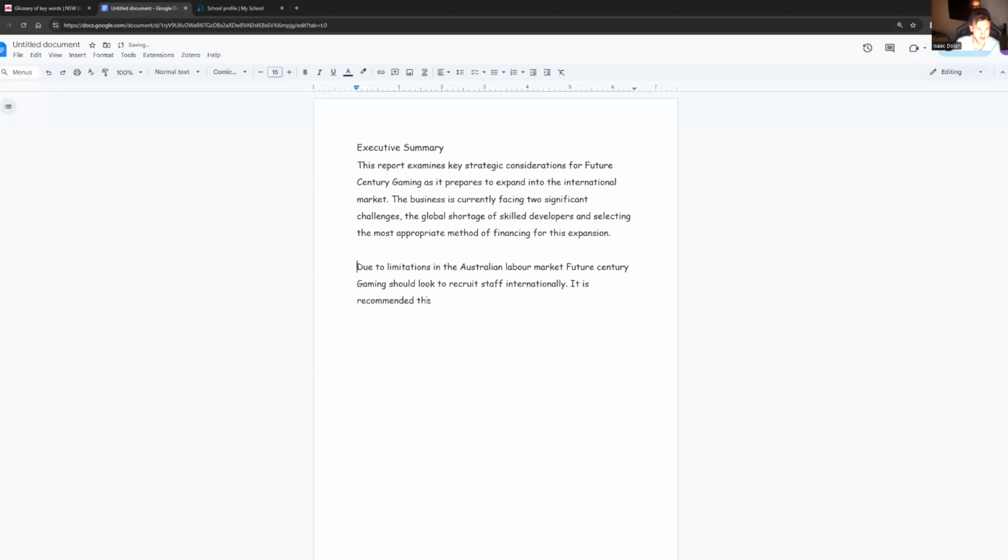Oh, by the way, always space out your executive summary. Go back to that now. It is recommended they look to hire from Japan as the presence of gaming industry leaders has led to a surplus of highly skilled developers. There we go. So this is a brief overview of what the first paragraph talks about, and it includes the recommendation that is included in the summary of recommendations at the end.